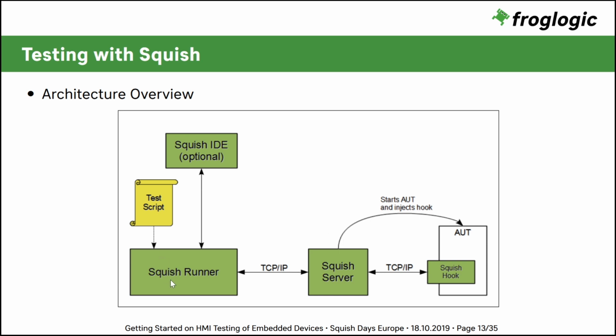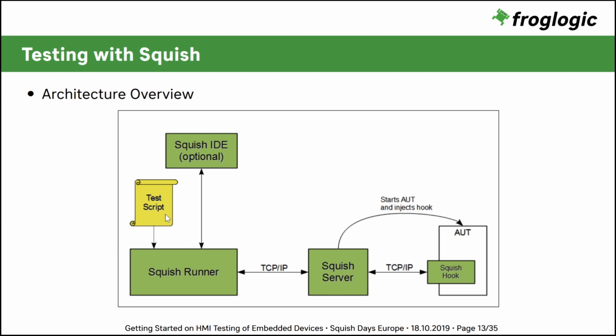So there are three main parts in Squish. They are Squish Runner, Squish Server and Squish Hook. In addition to that, there's Squish IDE, which is an integrated development environment which can be used for the development of tests.